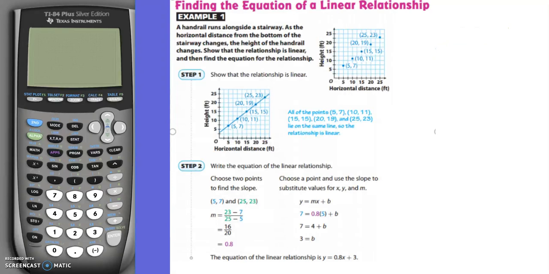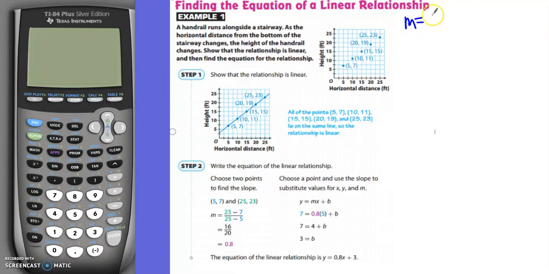On example 1, a handrail runs alongside a stairway. As the horizontal distance from the bottom of the stairway changes, the height of the handrail changes. Show that the relationship is linear, and then find the equation for the relationship. Alright, so this is a linear relationship. We're going to find the slope of the line.